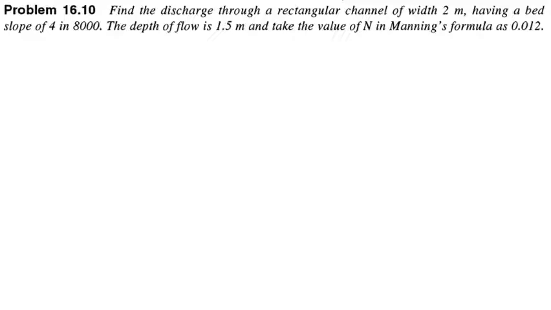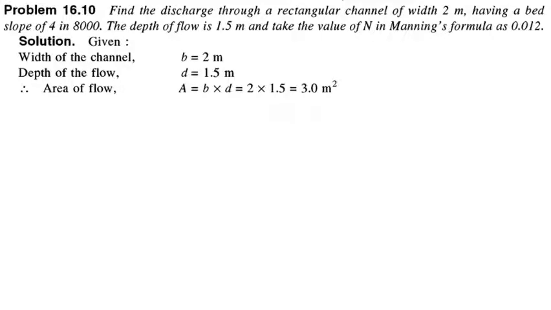Okay, let's see a problem. Find the discharge through a rectangular channel of width 2 meters having a bed slope of 4 in 8000. Depth of flow is 1.5 meters. Take the value of N in Manning's formula as 0.012. So we have the given quantities: B = 2 meters, D = 1.5 meters, and area is B into D since it is a rectangular channel, that is 2 × 1.5 = 3 square meters.